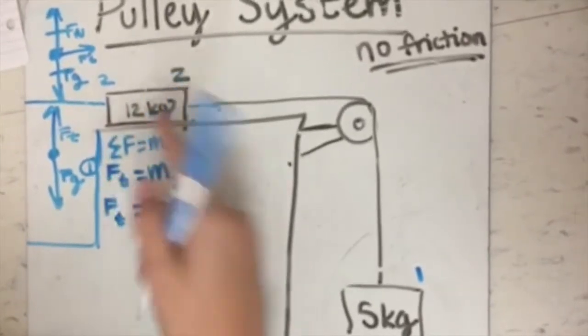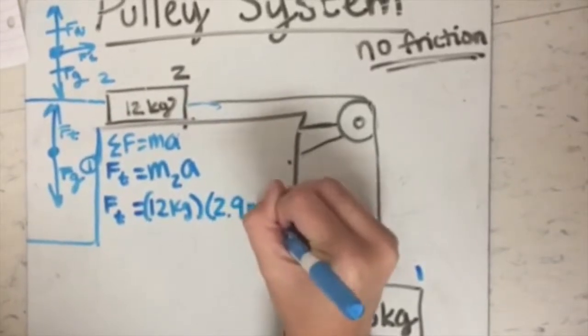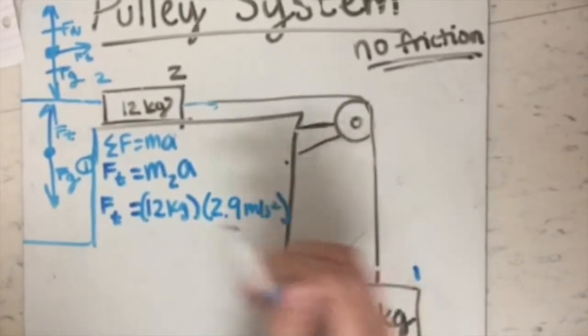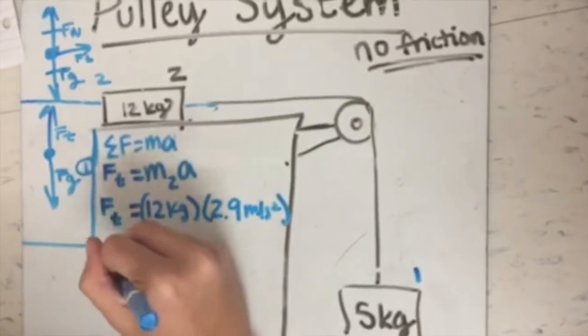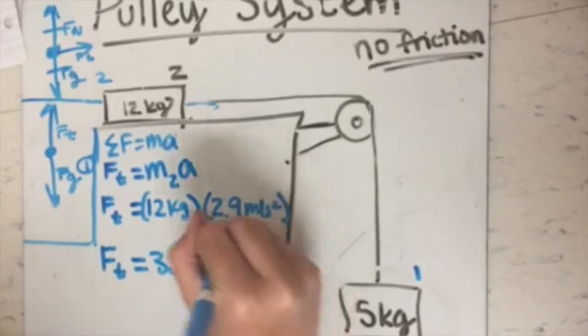We are done with the variables, so we can start replacing them with numbers. So the mass of block 2 is 12 kilograms times the acceleration that we found in the last problem, which was 2.9 meters per second squared. The tension force of block 2 is 35.9 newtons.